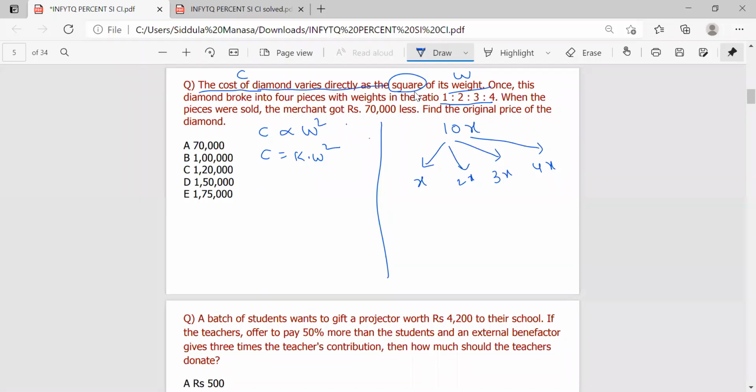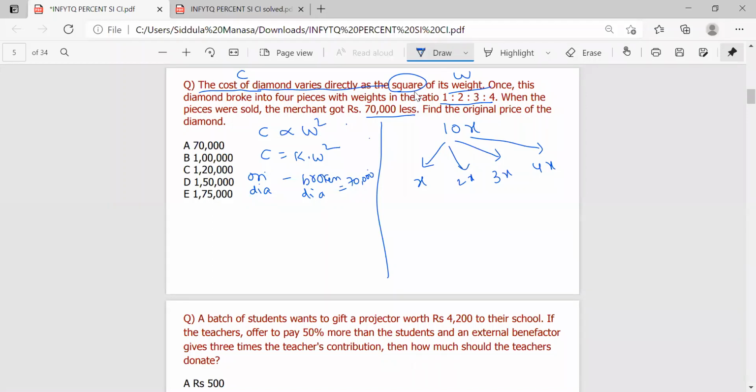Now, when the pieces were sold, the merchant got 70,000 less. So 70,000 less means what I can say, original diamond minus broken pieces, right? So the difference between the original diamond and the broken pieces is equal to what? 70,000. Is equal to 70,000, right? So equal to 70,000.